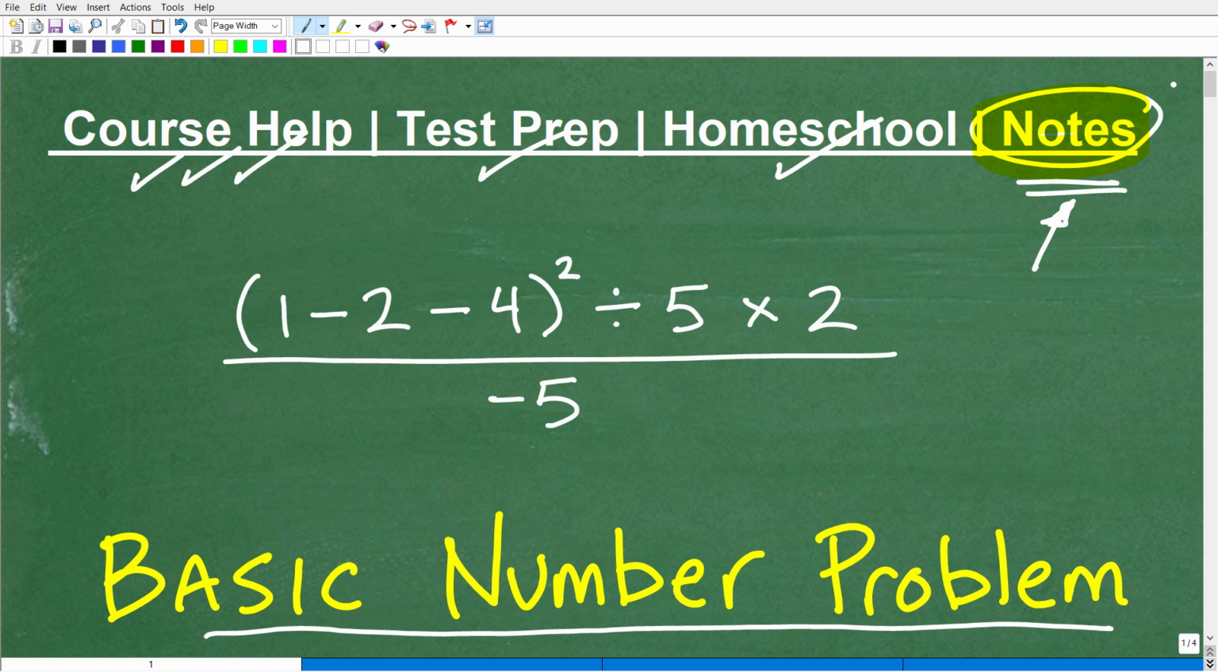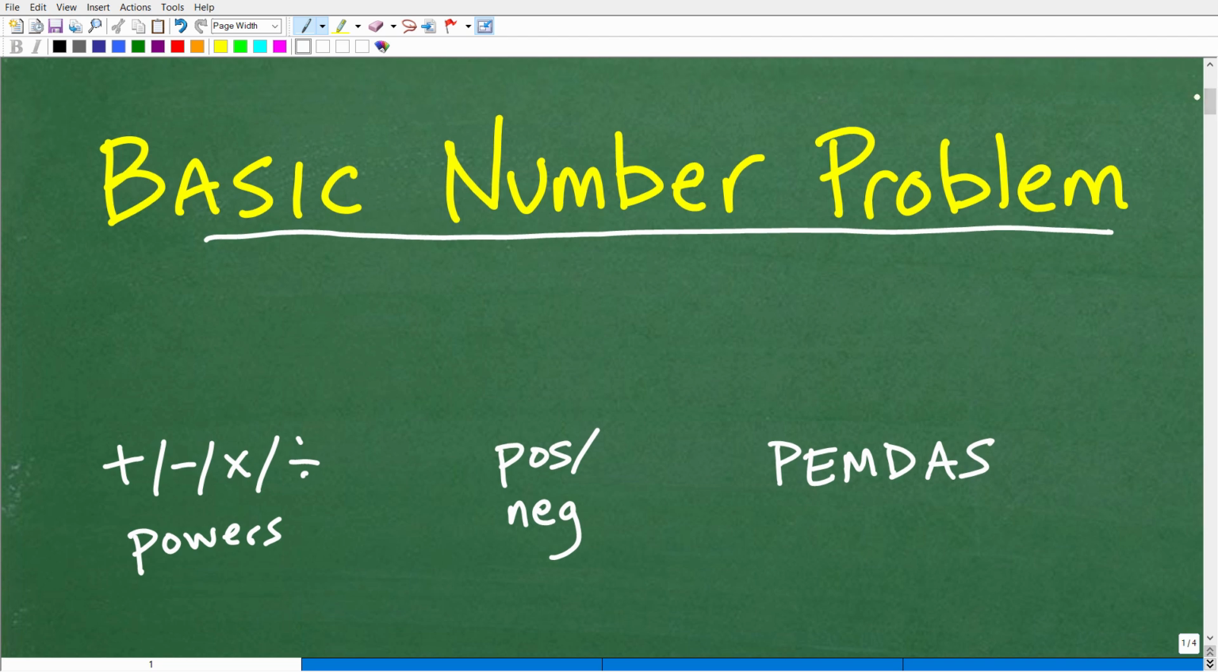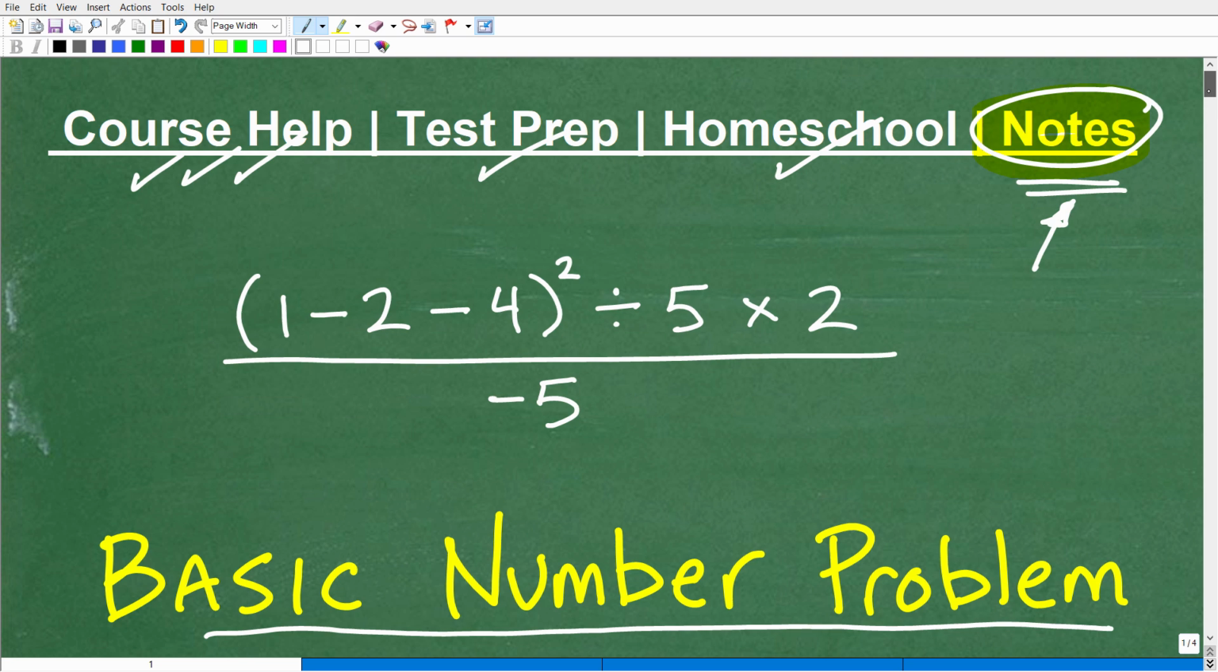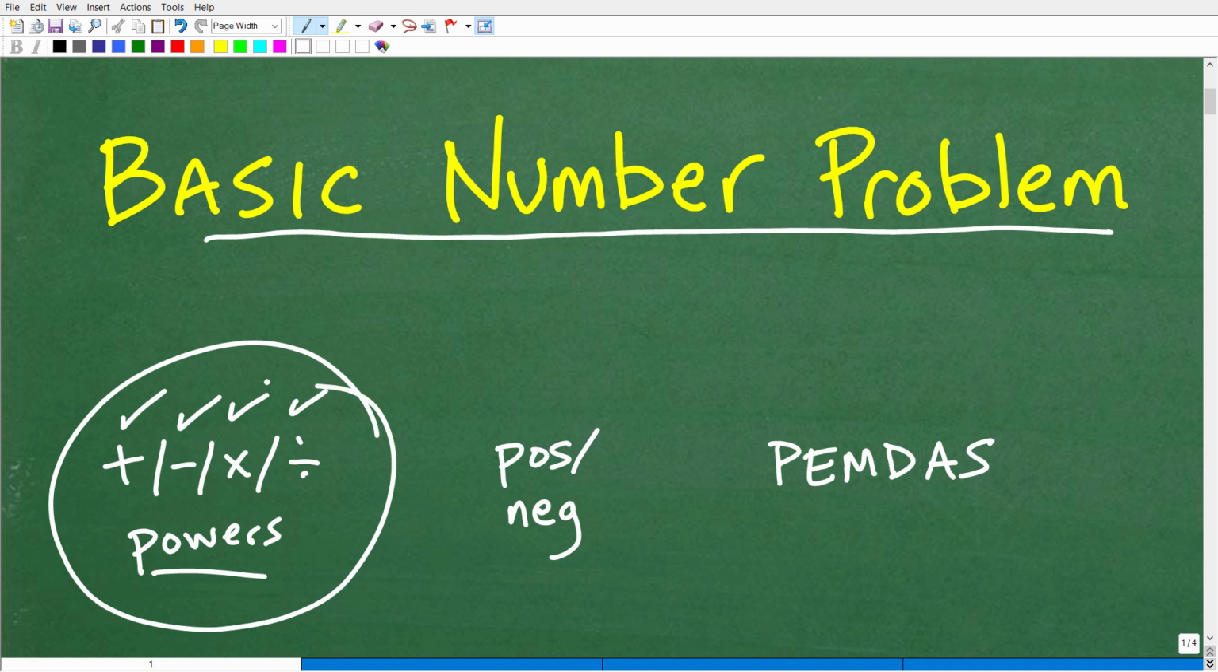Not even a calculator. Okay, so let's go ahead and talk about what you're going to need to know to do this problem. Well, if you look at the problem, and you'll see it right back up here again, what are we dealing with? Okay, well, we're dealing with number operations. We have to know how to add, subtract, multiply, and divide. We also got some powers in there, so we're going to have to know how to work with this stuff. It looks like we got some positive and negative numbers we're going to have to deal with.